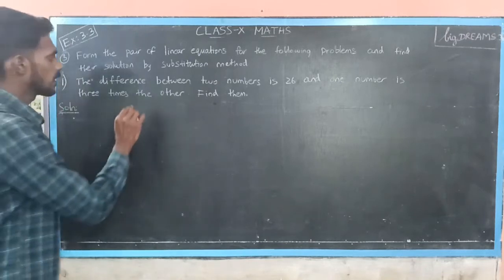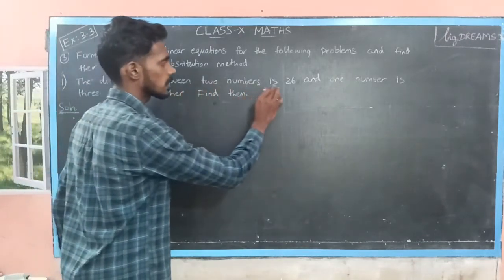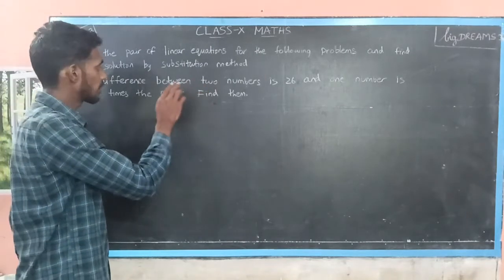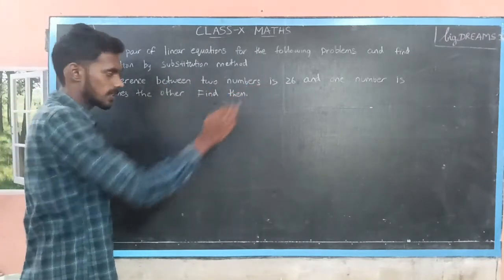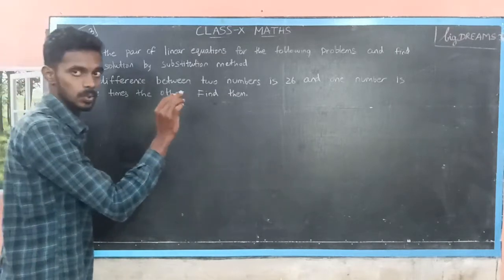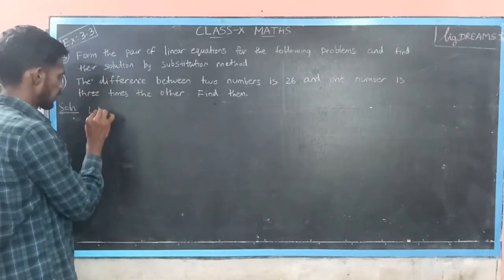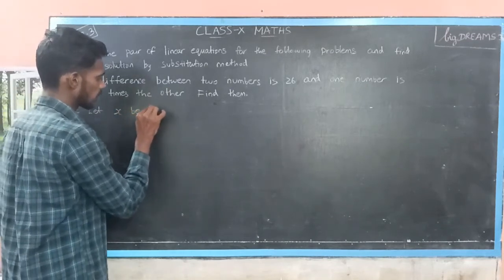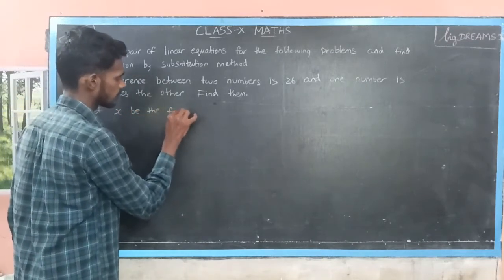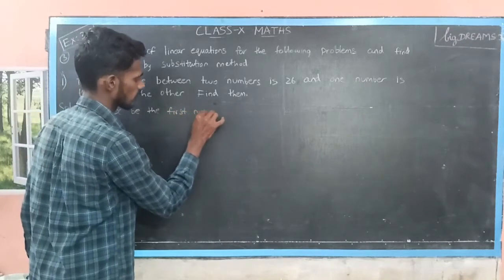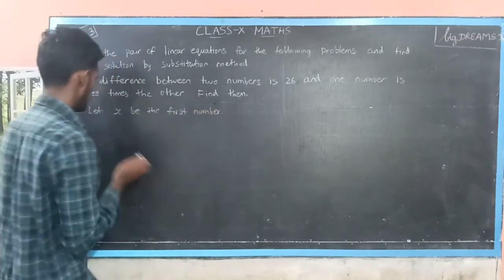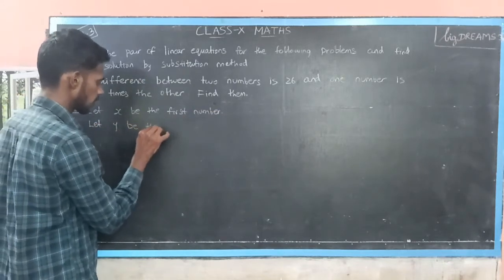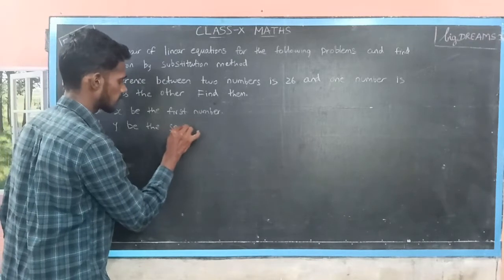They have given that the difference between two numbers is 26. They have not given the two numbers, but the difference between them is 26. So, we have to find the two numbers. Let x be the first number. Let y be the another number, that is the second number.